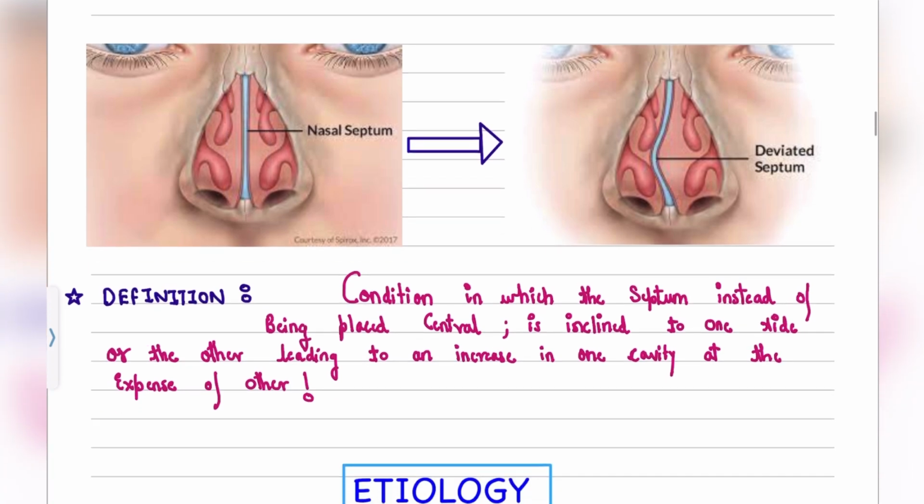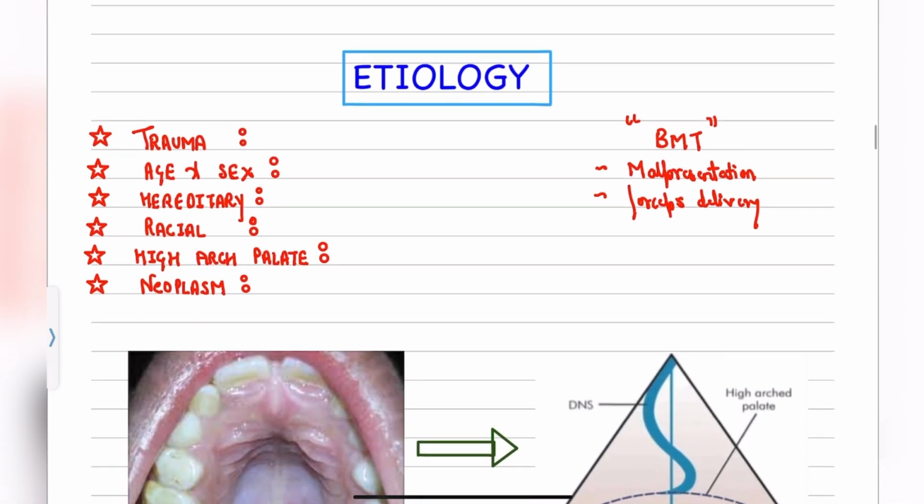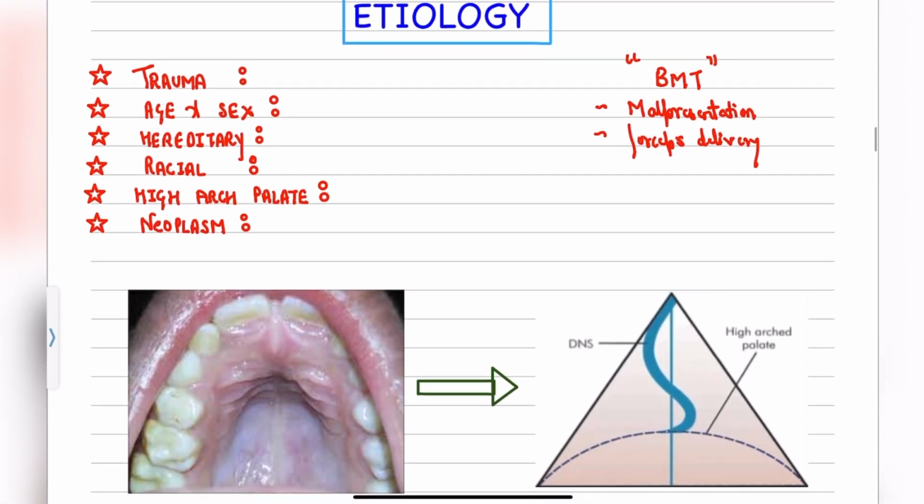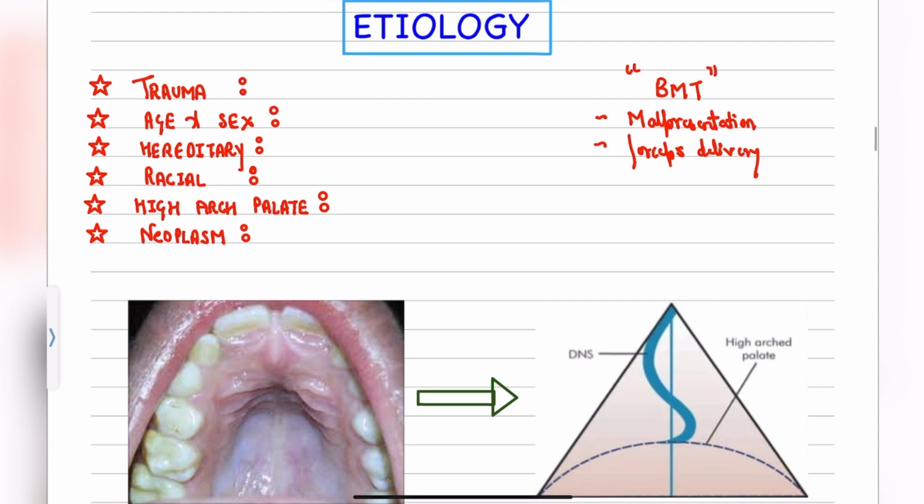Let's talk about the etiology. Why does deviated nasal septum happen? The most common cause of deviated nasal septum is trauma, a blow to the nose. Regarding age and sex, it is more common in adults. Remember, more common in adults. For sex preponderance, males are more susceptible to deviated nasal septum as compared to females. Of course, heredity is also a factor. There have been a few incidences of hereditary transmission of deviated nasal septum.